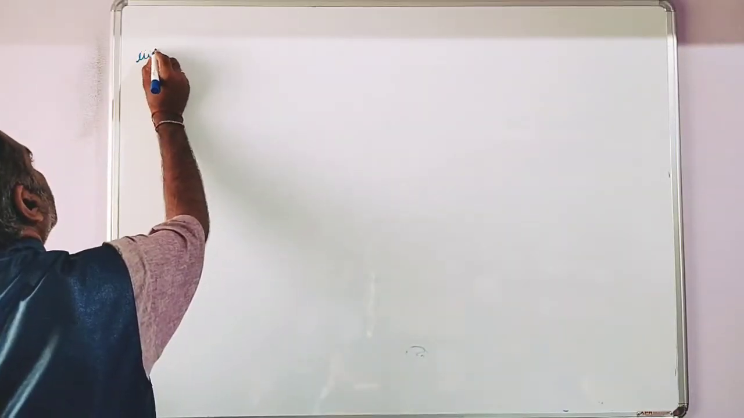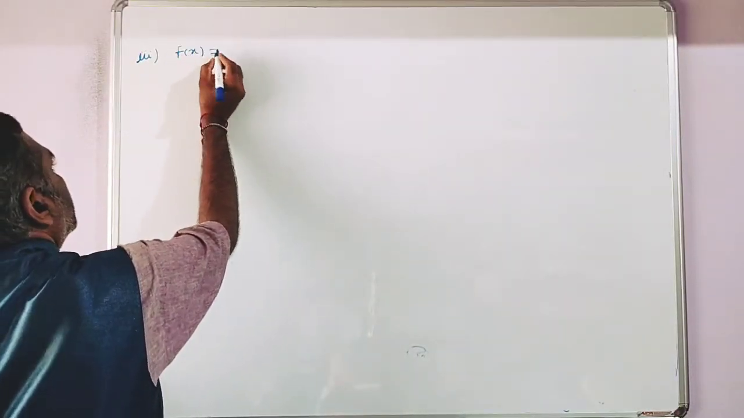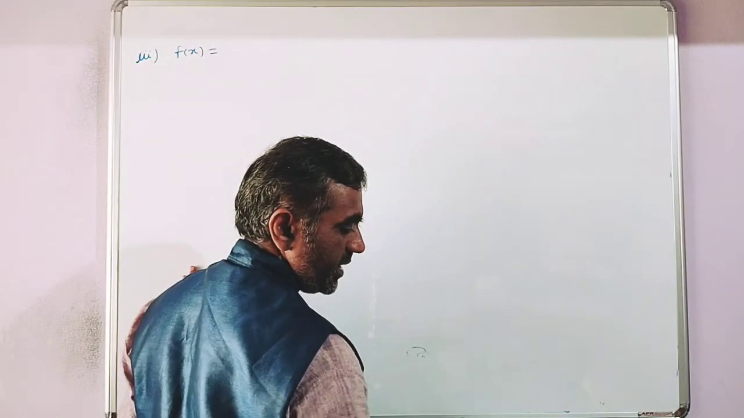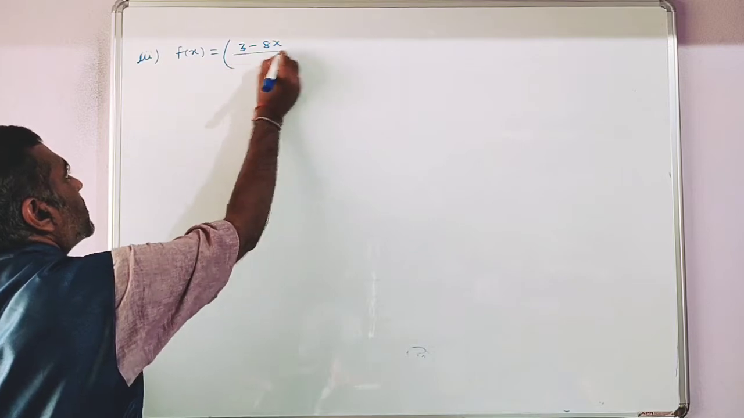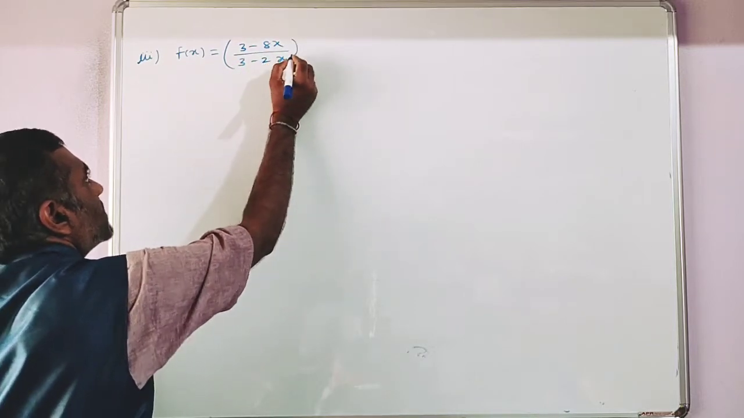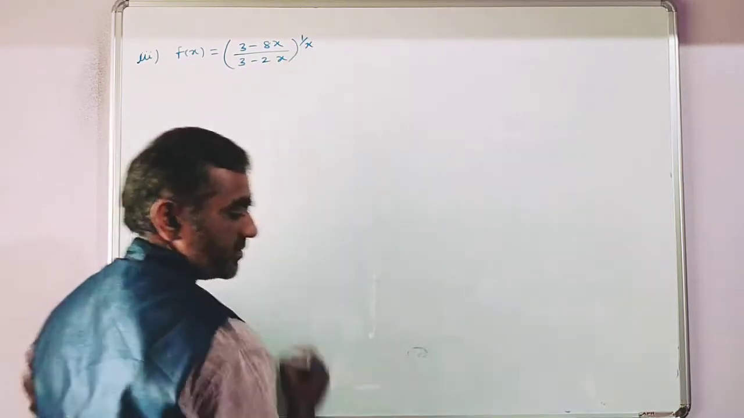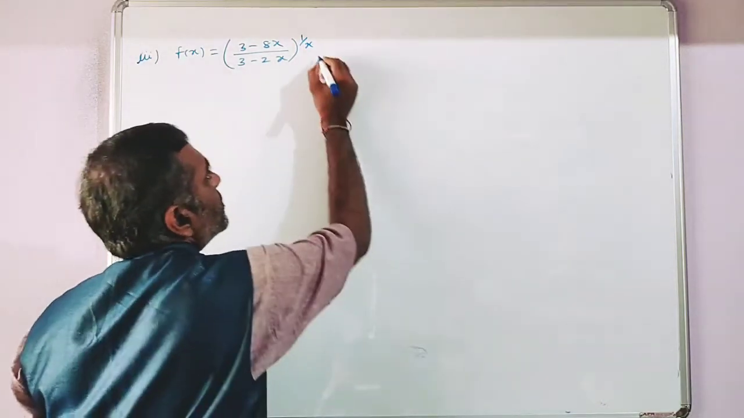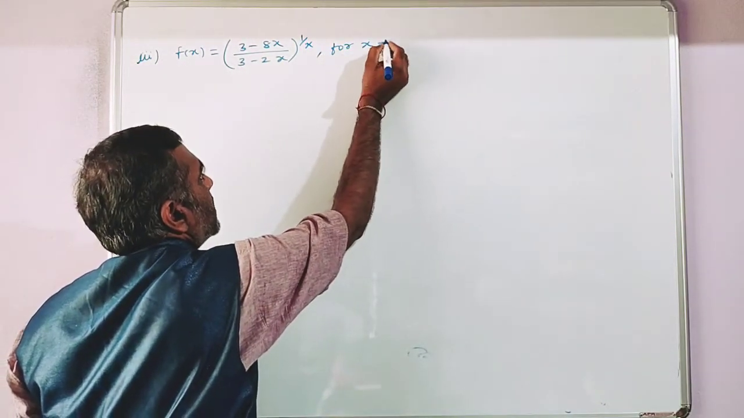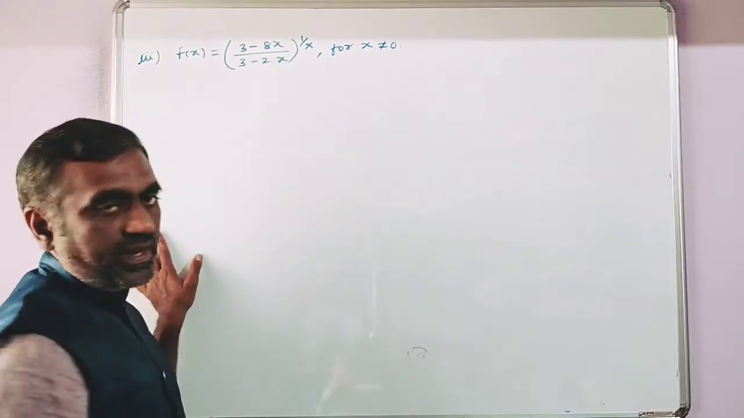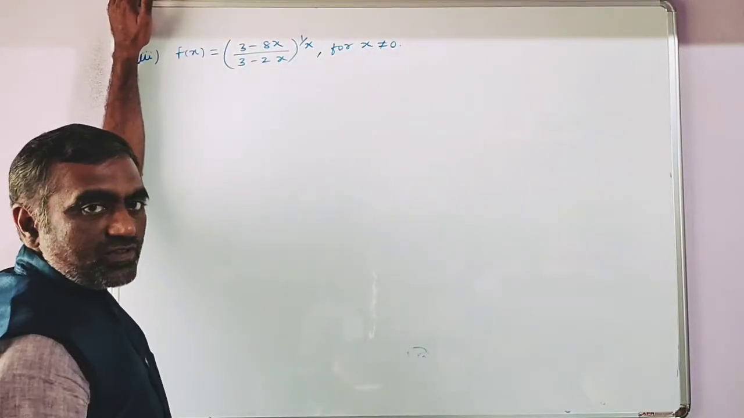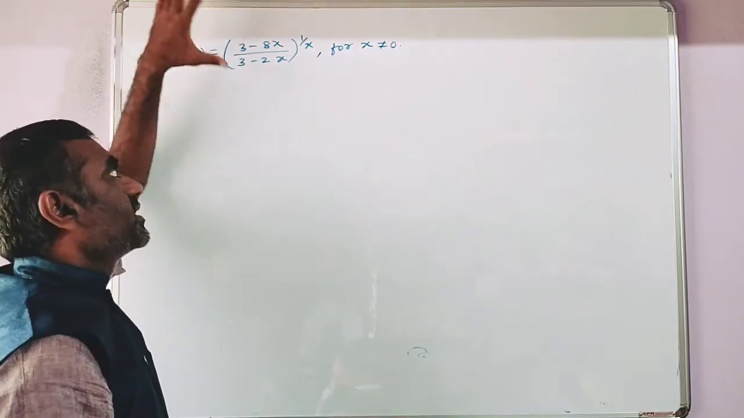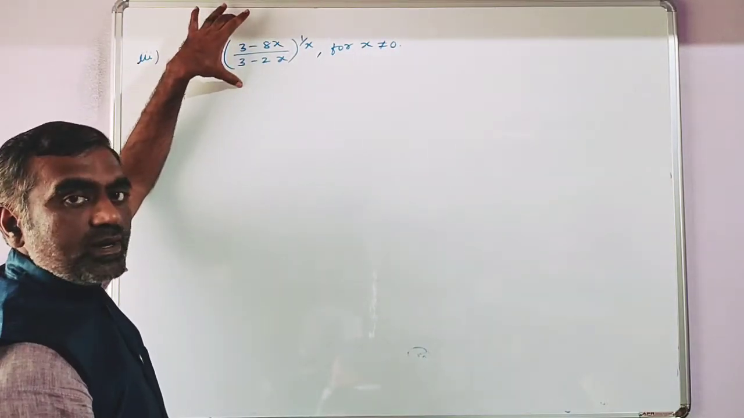f of x is equal to (3 minus 8x) upon (3 minus 2x) raised to 1 upon x, for x is not equal to 0. That much is given only. That means we can say that f of 0 is not defined here. That means it is a removable discontinuous function.